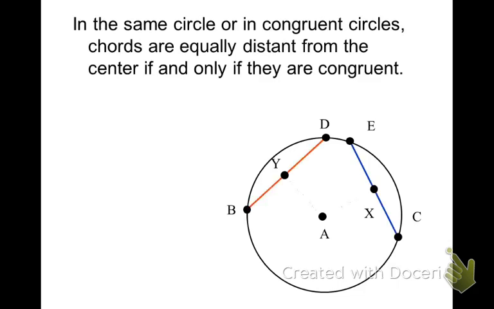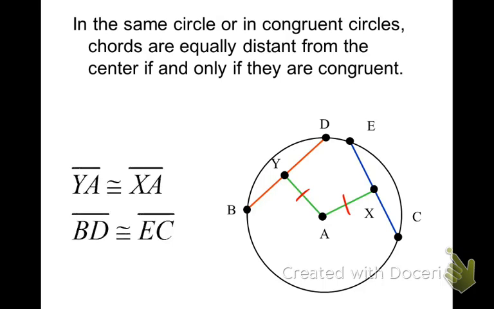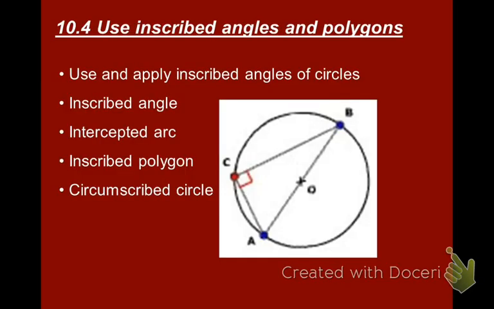If you have two chords and they're the same distance from the center of the circle, and of course distance is perpendicular distance, so two chords that are the same distance from the center of the circle have to be congruent. If the two chords are equidistant from the center of the circle, they have to be congruent. That's a lot.